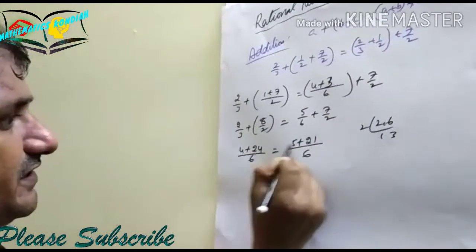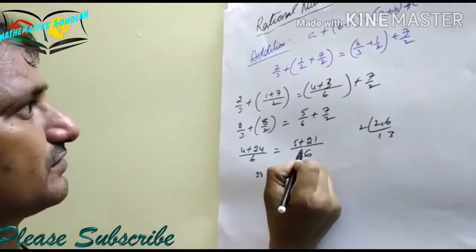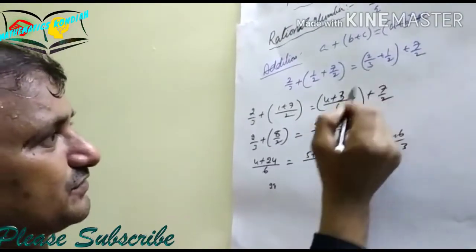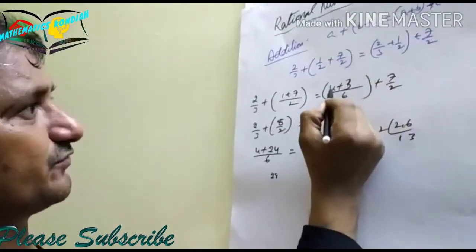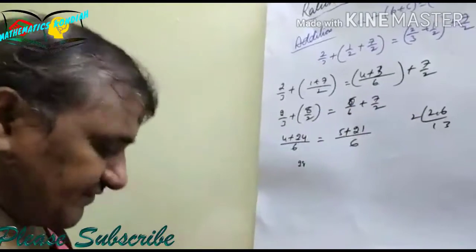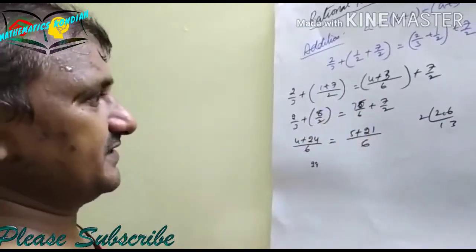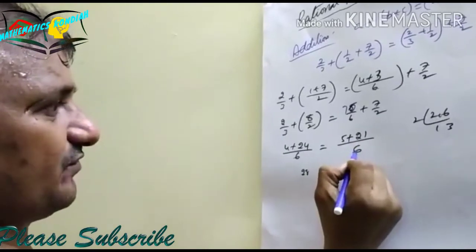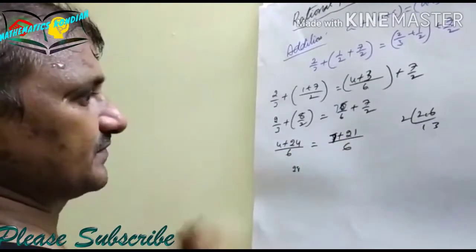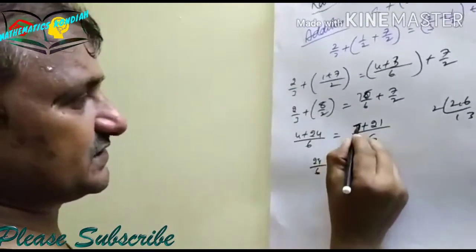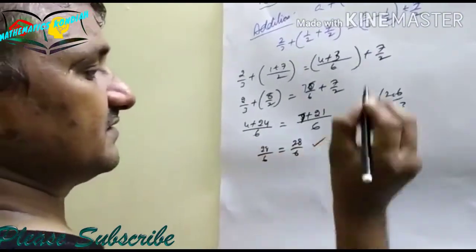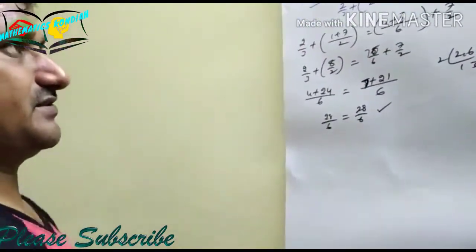See, the 28 and 26, is there any mistake? Go back above. Here 6, 2 into 3, 6, therefore 6 by 3, 2 into 2, 4, plus 6 by 2, 3 into 1, 3, therefore 7 by 6. Right, this is now correct. 7 plus 21 means 28 by 6, therefore 28 by 6 is equal to 28 by 6. This is how the associative property is satisfied under addition with rational numbers.